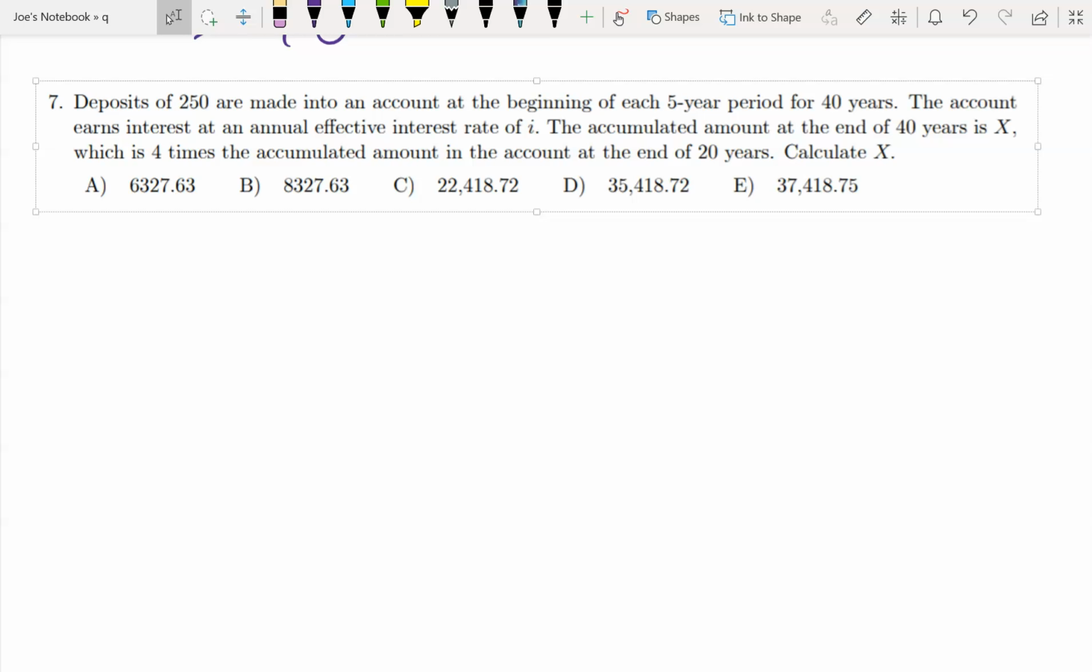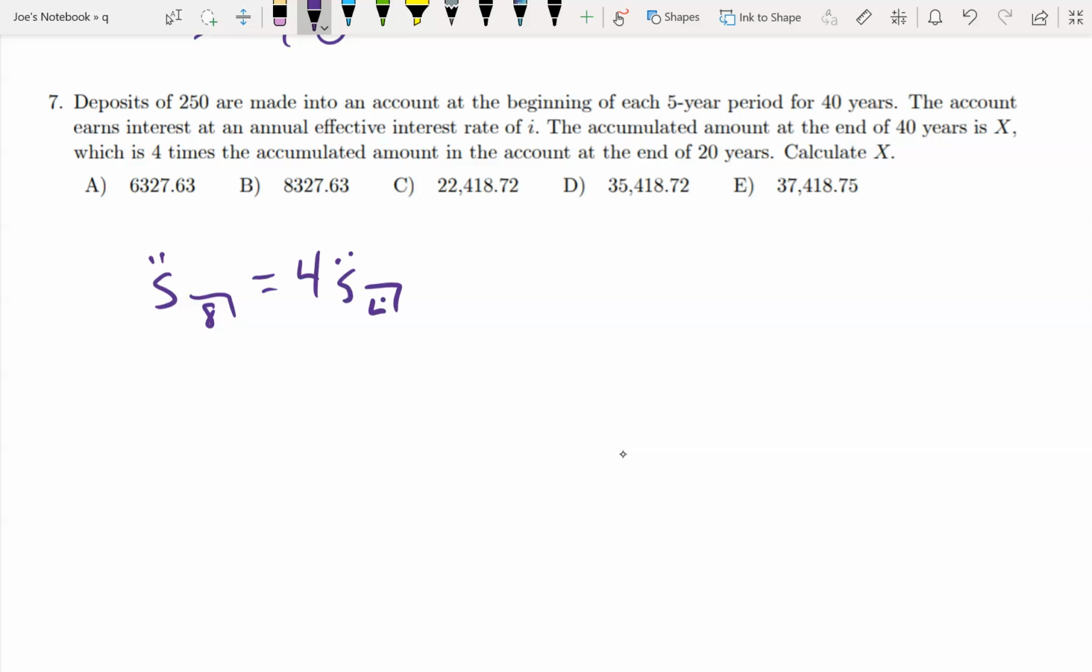The amount accumulated at the end of 40 years is X, which is 4 times the amount accumulated at the end of 20 years. So we want the accumulated value at the end of 40 years, if there are only 8 total payments at that point, to be 4 times the accumulated value after 20 years. So that would be our first equation we need to set up. And I believe if you go through that, this is how you're going to get the interest rate that you need. All right?